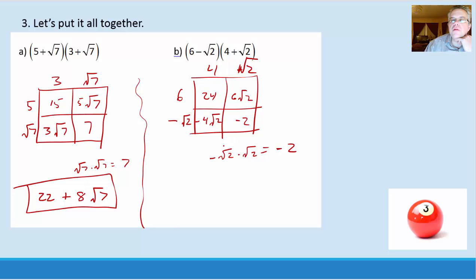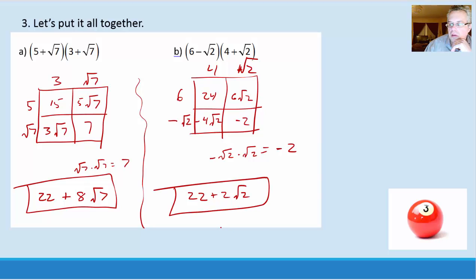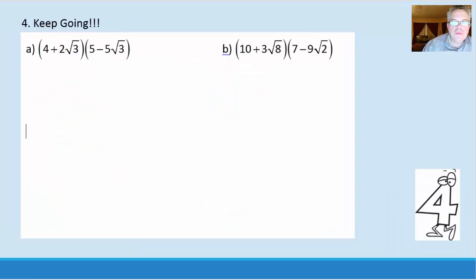Okay, let's combine like terms. 24 minus 2 is 22. Wow, 22 again. 6 square root of 2 plus a negative 4 square root of 2 is plus 2 square root of 2. Man, all those 2's. All right, we're almost there. Let's do 2 more examples. Okay, these are a little bit more complicated.